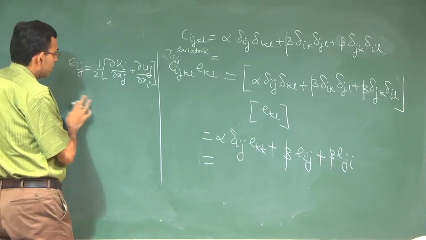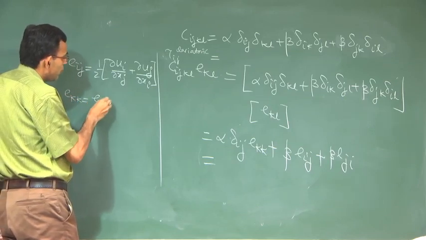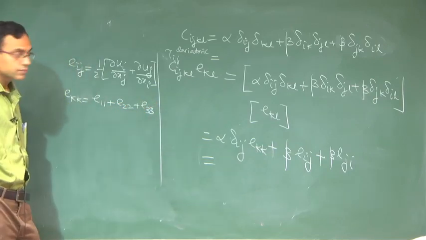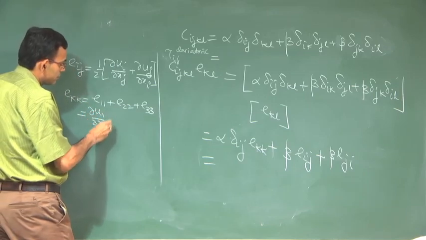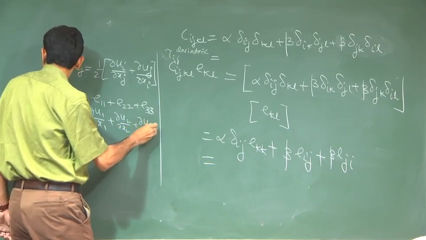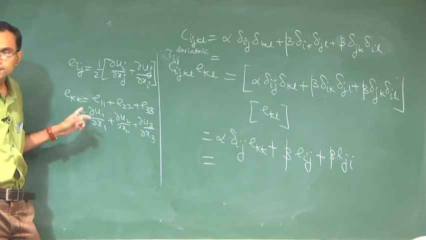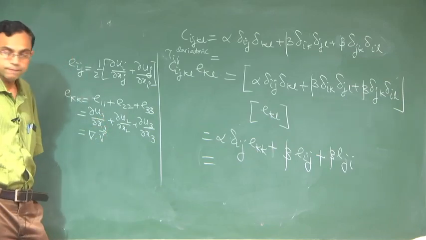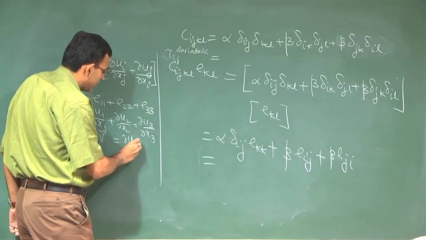So, Ekk is E11 plus E22 plus E33, right. So, that is del u1 del x1, and so on. Can you recognize what this is? This is the rate of volumetric strain, the divergence of the velocity vector. So, in short you can write this as del uk del xk.